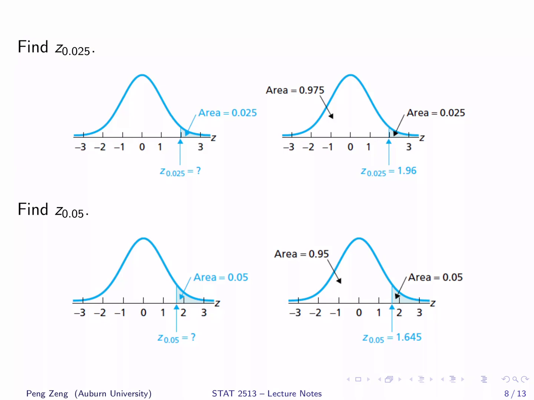You may need to remember these two values. The z-0.025 equals 1.96, and the z-0.05 equals 1.645. We need to use these two values frequently later.